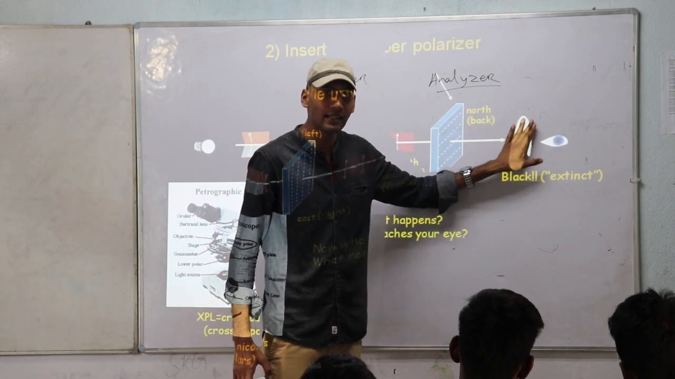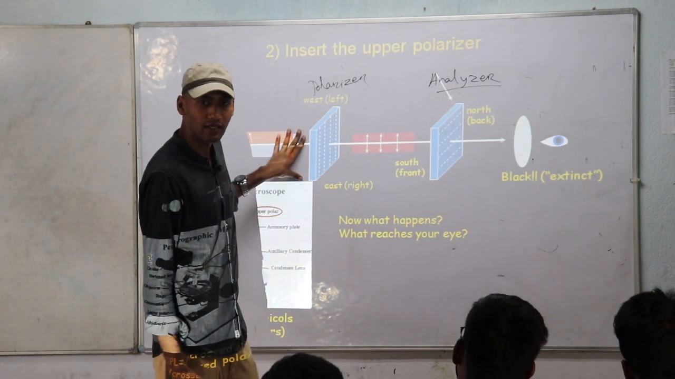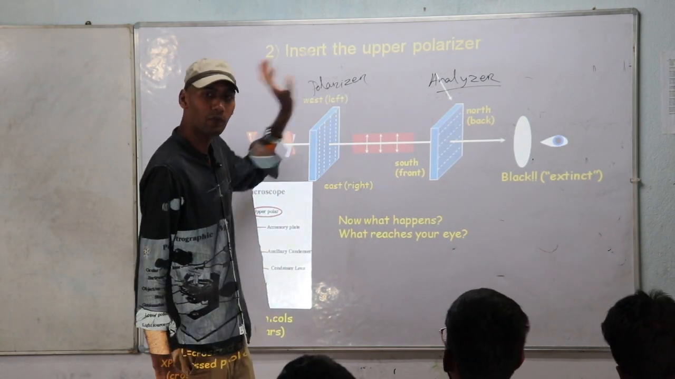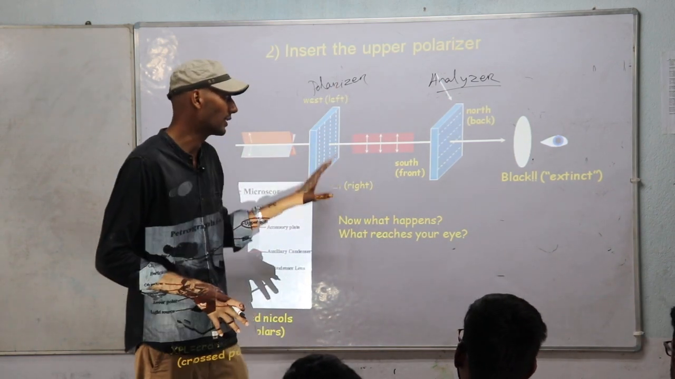So we can see the darkness in the microscope, but we are naming it extinction. But here there is no mineral. If we put a mineral, then we will show other conditions when there is extinction, when there is interference.